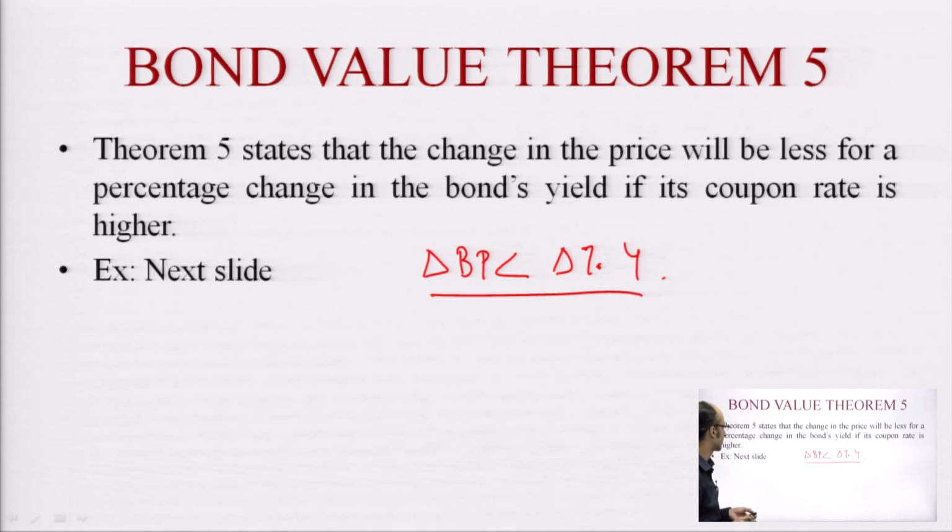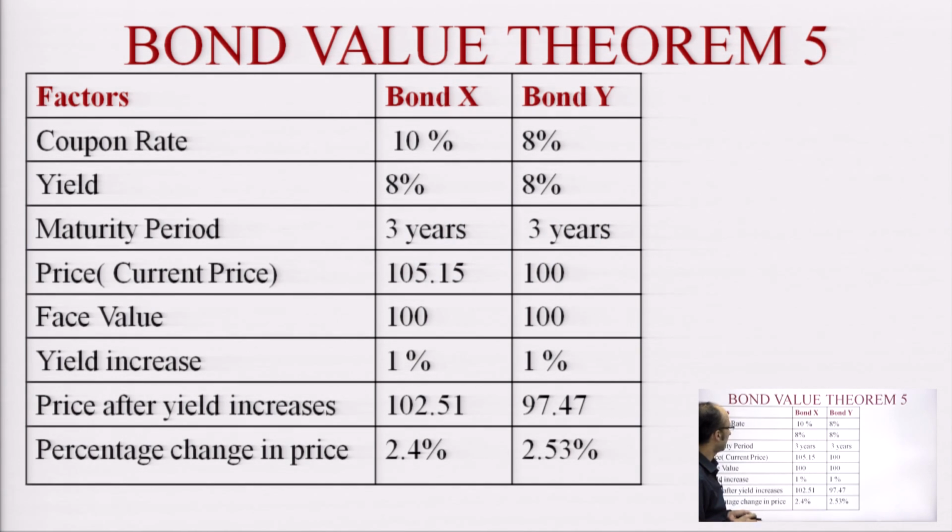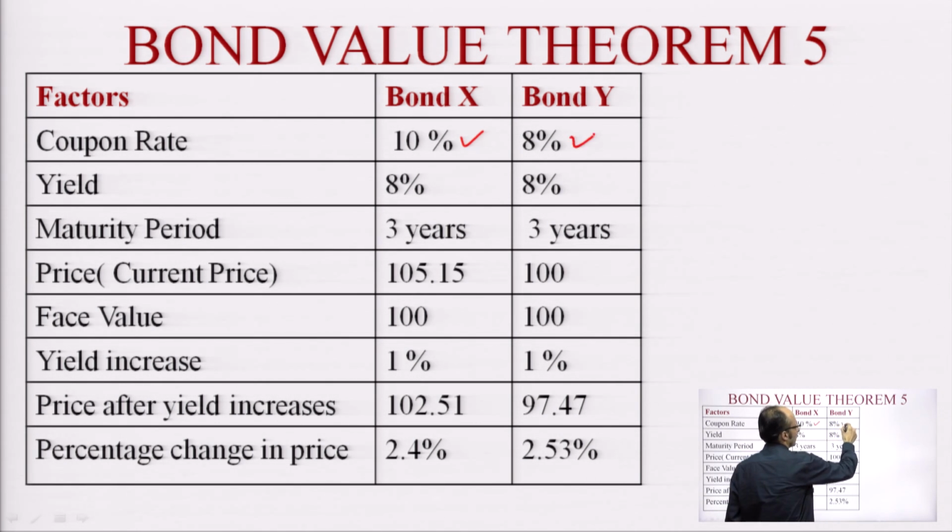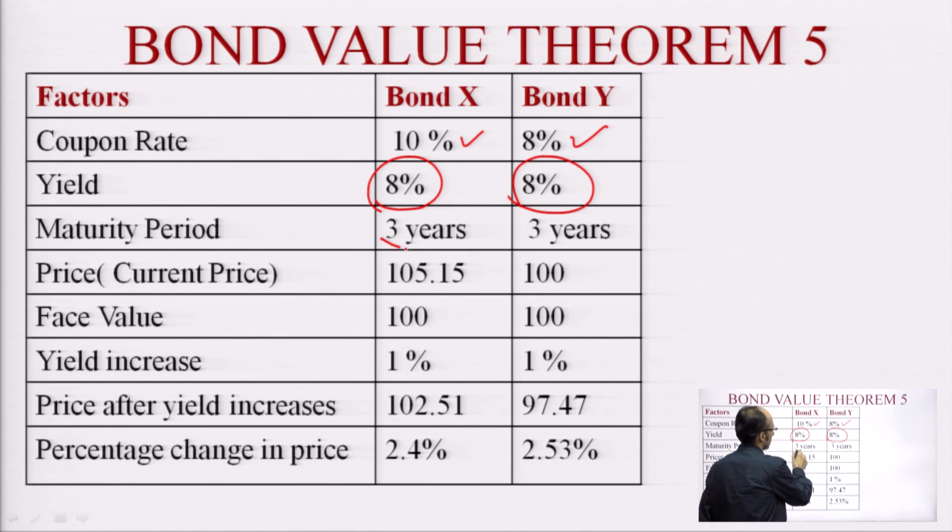We will take a simple example for this. We have taken two situations. We have taken bond X and bond Y. Now see, the coupon rates of these bonds are different. Here bond X has a 10% coupon rate and bond Y has an 8% coupon rate. The coupon rate of bond X is more than the coupon rate of bond Y. Yield is the same. We have kept the yield the same. Maturity period is also the same, 3 years. Now see, the current market prices prevailing in the market are 100.15 and 100. Face value of the bond is 100.